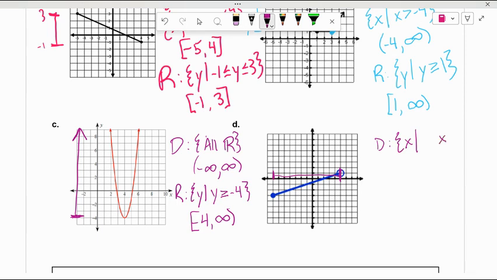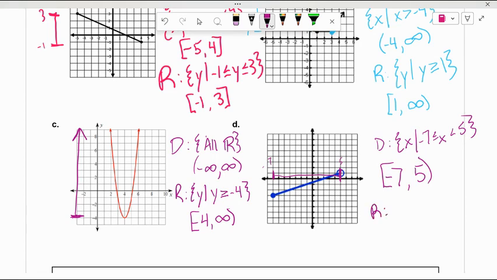Now x is sandwiched in between -7 and 5. -7 included, x less than 5 not included because it's an open circle at 5. If we were to do interval notation, starts at -7, including -7, it goes to 5, not including 5.